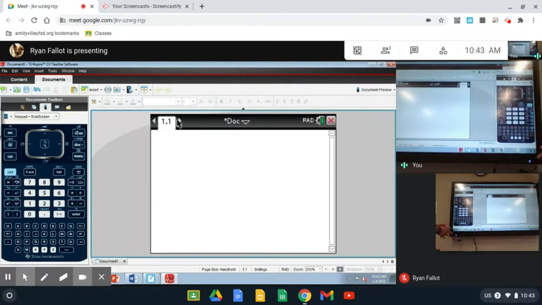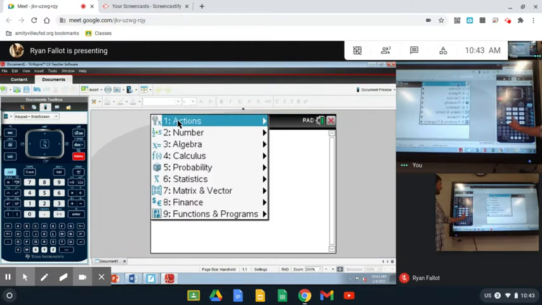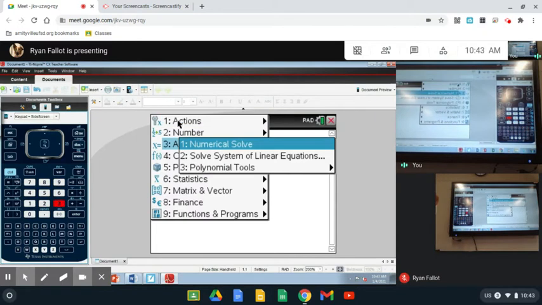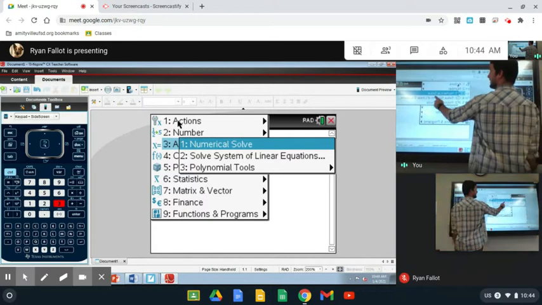We are going to do menu 3. And right here, we should be in good shape. Numerical solve is if you're solving for a single letter. We're not solving for a letter. We're looking for a system of letters. Polynomial tools is if we're looking for just a polynomial. We're looking for x values, really. We're not doing that. System of linear equations.